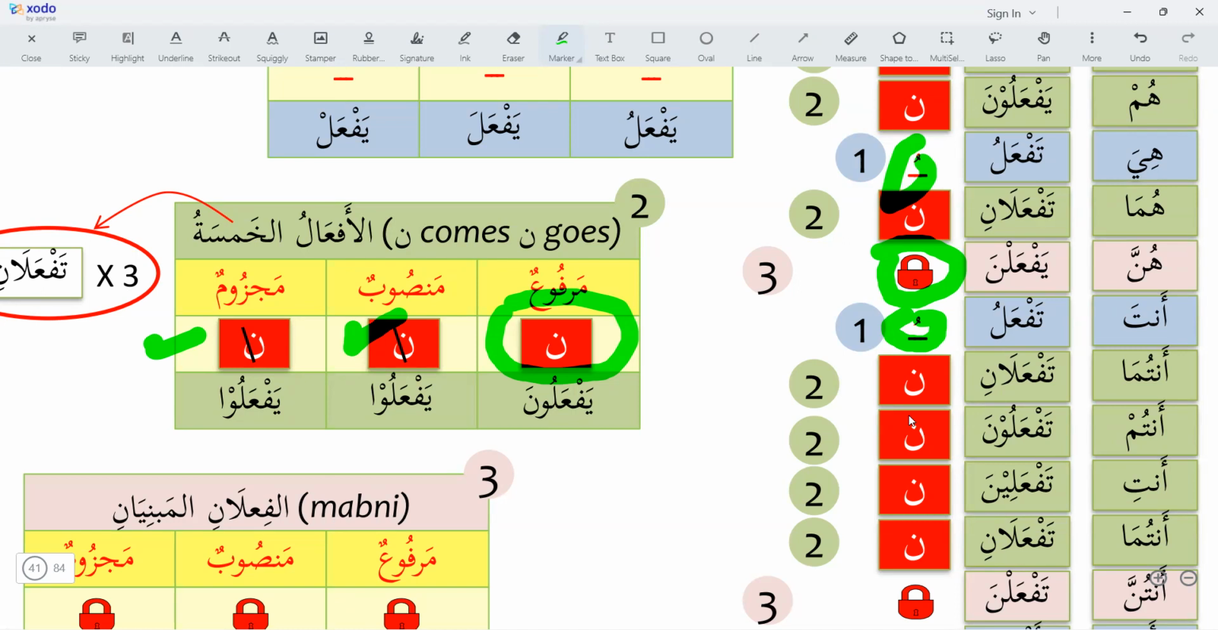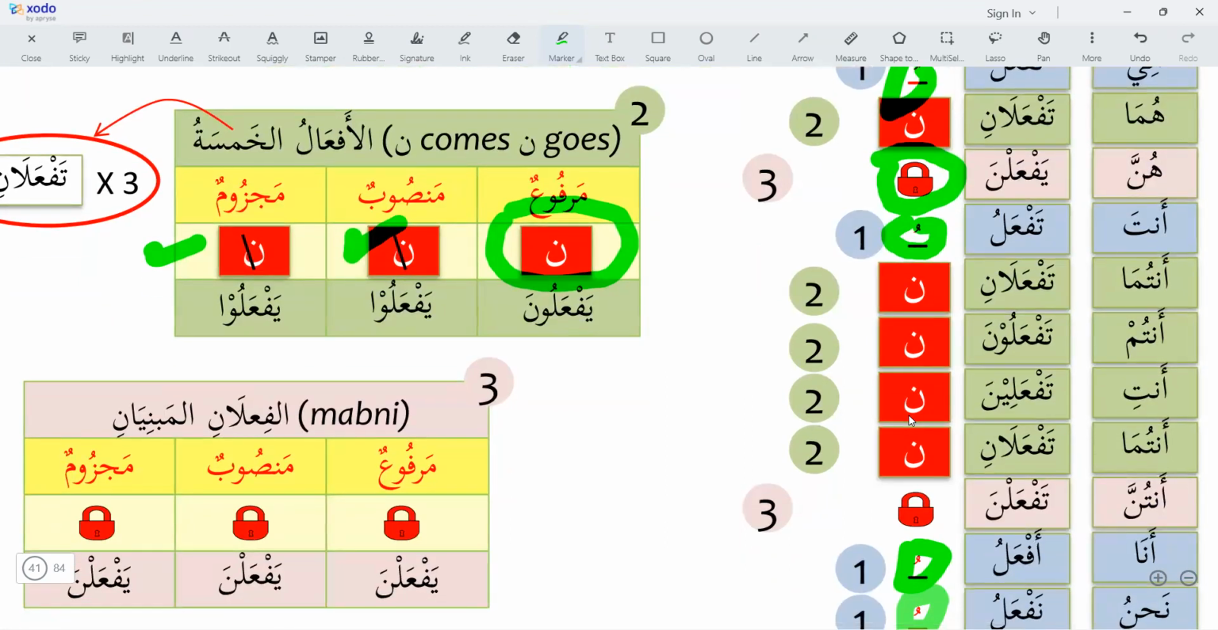Anyone else? Any of you have any question? Then we move to the next. In what situation will the fi'l mudari become marfu, and in what situation mansub and majzoom? Can you give some example sentences? Yes. We are going to the examples. Hold on, please.